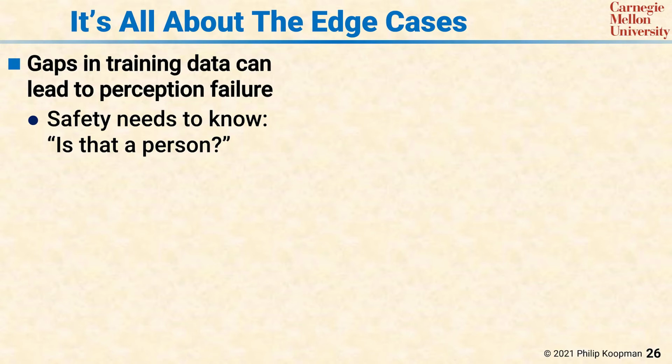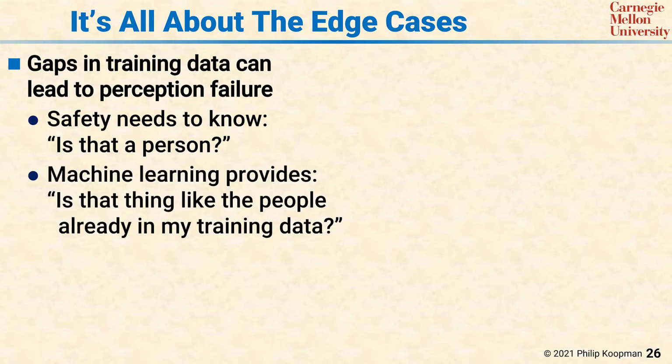But if you ask the machine learning-based perception system, is that a person? The answer you get, you might think answers that question, but that's not what the machine learning system is going to tell you. It's answering the question, is that thing that I'm seeing with my camera like all the people already in my training data? So a machine learning-based system may say, I think that's a person with a 97% probability. But it's not actually telling you if it's a person. It's telling you if it looks like all the other people it knows.